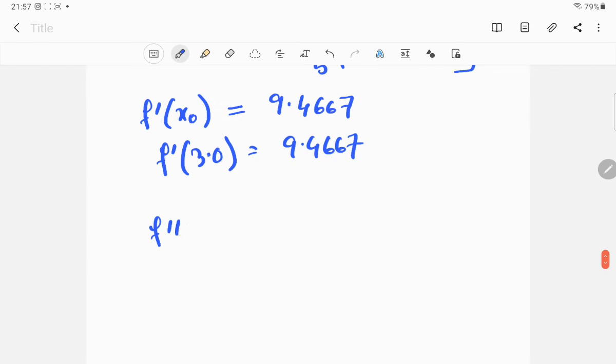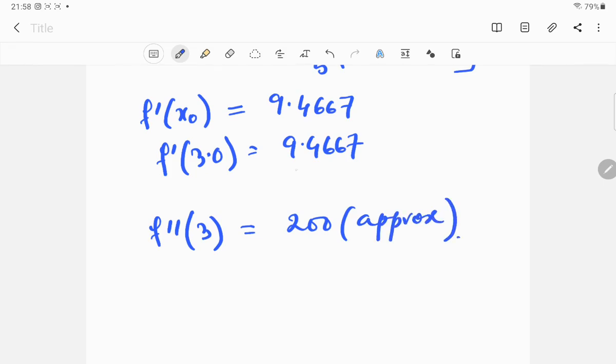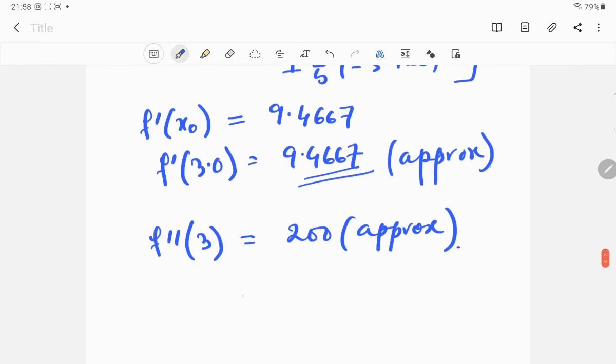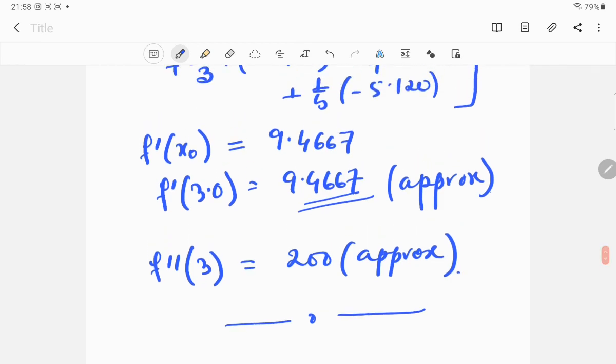Similarly you can use the formula for f double dash x naught, and you will get the answer to be around 200 approximately. If you calculate and find some variation in the solution, you can tell me. That's all for the problem solving with the help of Newton's forward difference method.